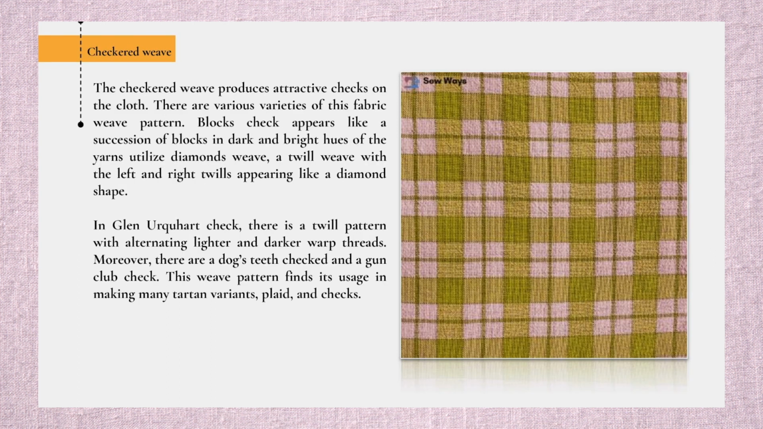Checkered weave. The checkered weave produces attractive checks on the cloth. There are various varieties of the fabric weave patterns. Blocks and checks appear like a succession of blocks in the dark and bright hues of the yarns, utilizing diamond weave. A twill weave with a left and a right twill appearing like a diamond shape. There is a twill pattern with alternating lighter and darker warp threads. Moreover, there is a dog's tooth check and a gun club check. This weave pattern finds its usage in making many tartan variants.